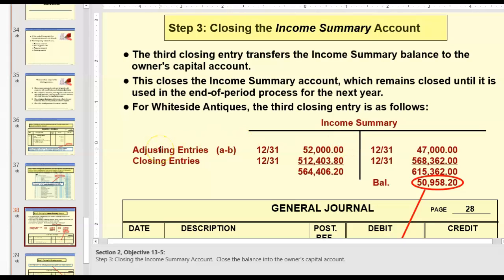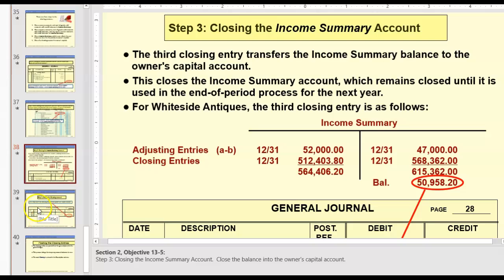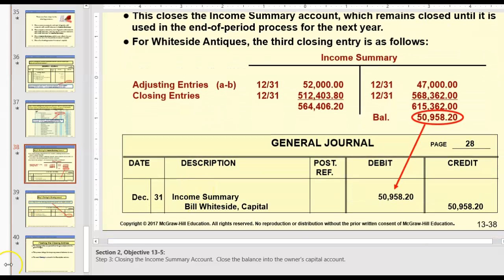You close the income summary account to the capital account. So you have a balance in your income summary. You'll always have a debit and a credit. And you'll take whatever the balance is when you subtract the two and put it in the capital account.